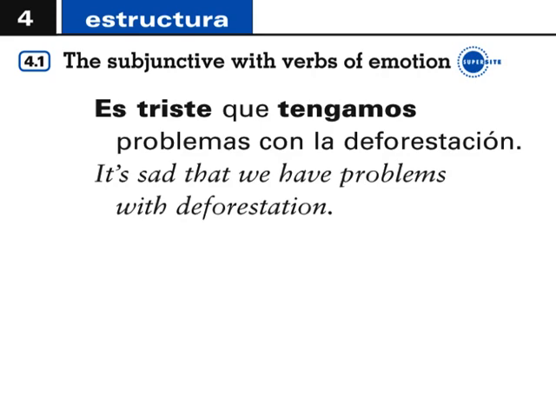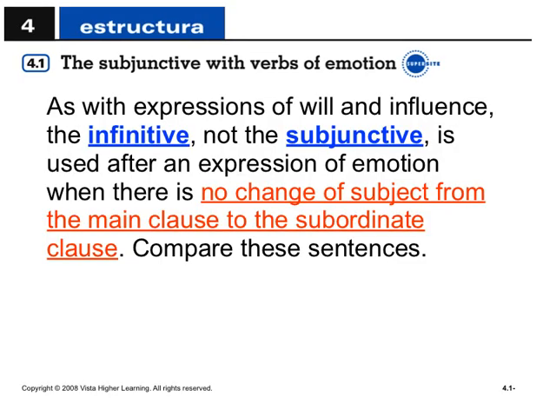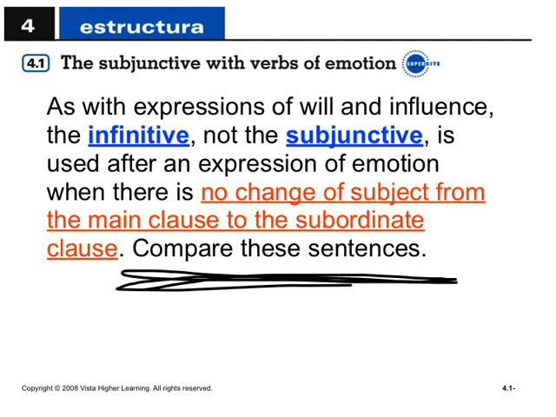Now, another example is with es triste que. Es triste que tengamos problemas con la deforestación. It's sad. In other words, it's full of emotion. Right here, we change subject, so therefore the subjunctive must be used. So, with that in mind, you need to remember, just like we learned in expressions of will and influence, the infinitive, not the subjunctive, is used after an expression of emotion when there's no change in subject from the main clause to the subordinate clause. And we're going to see some examples of that.